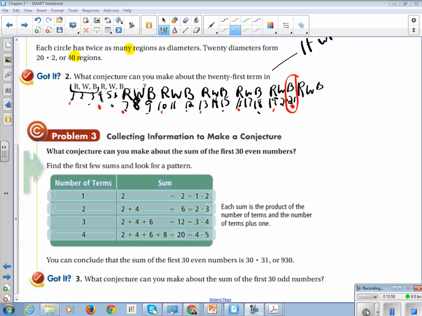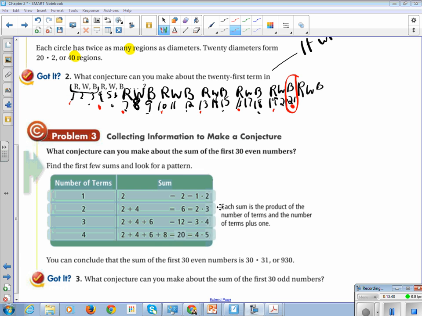What conjecture can you make about the sum of the first 30 even numbers? Find the first few sums and look for a pattern. So if you are at all confused in finding the pattern, just try to project them out. All right, so for this table, I have one term. The first even number is 2. 1 times 2 is 2. The second one is 2 plus the second even number, which is 4, and that's 6. The first 3 even numbers is 2 plus 4 plus 6. That's 12. And then the first 4 even numbers is 2 plus 4 plus 6 plus 8. That is 20.